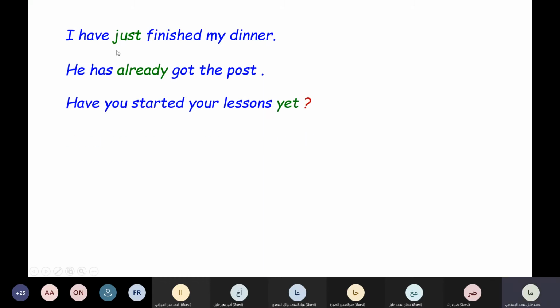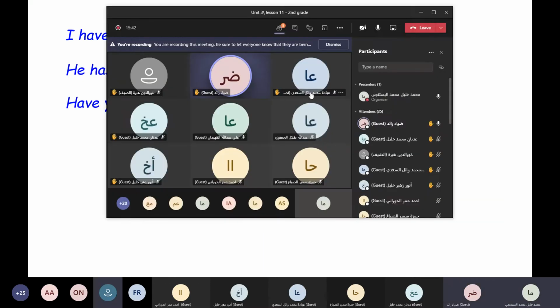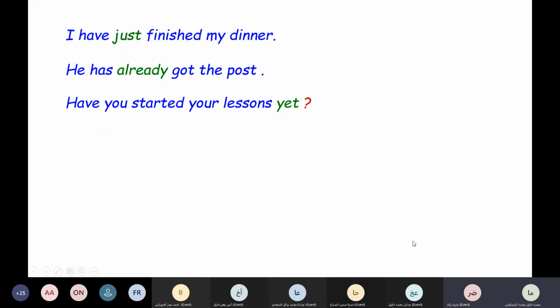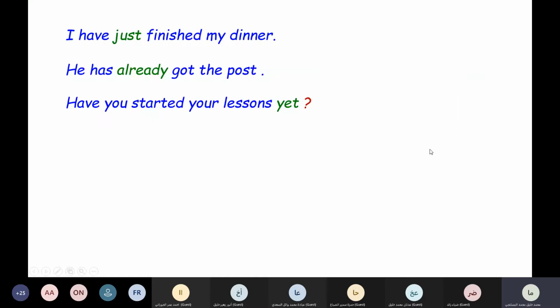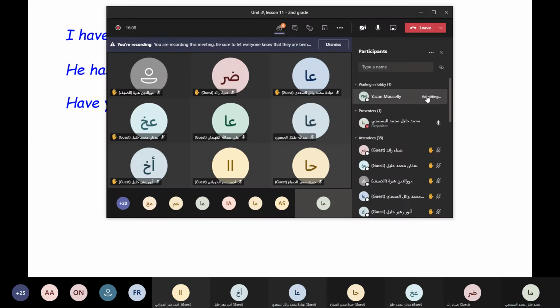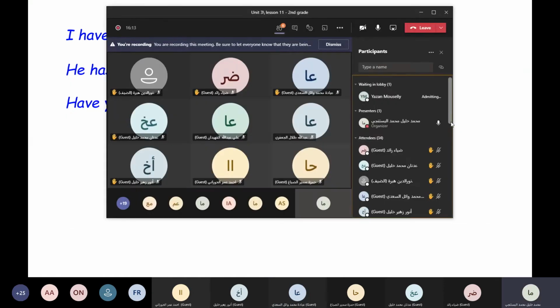Who can read the first one? I have just finished my dinner. Good. The second, read Ubada. He has already got the post. Good. The last, who can read?